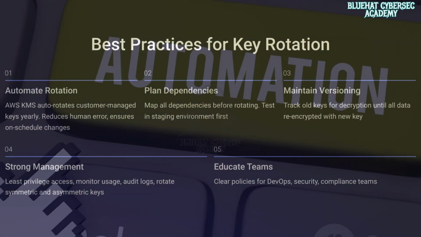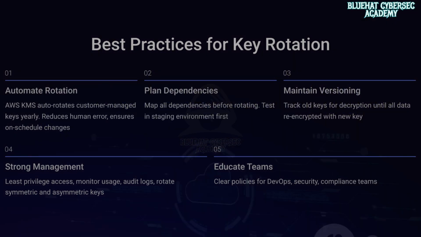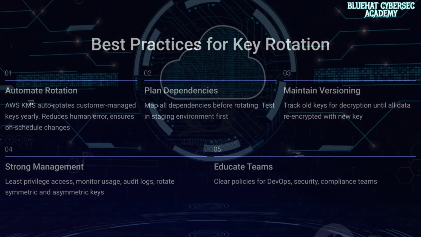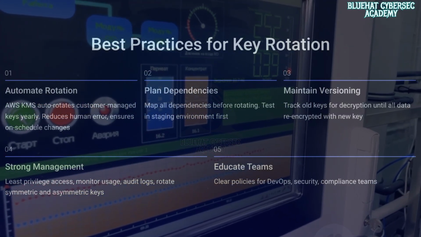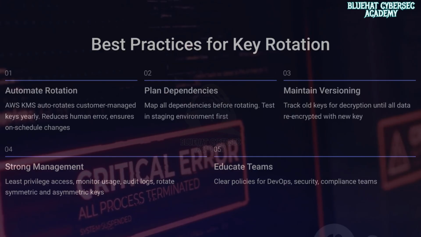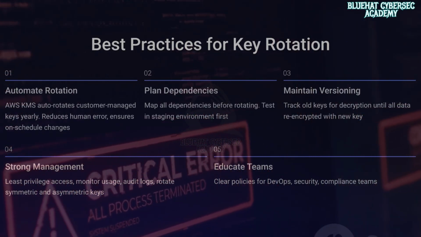A key step is to automate rotation wherever possible. Most cloud providers offer automated rotation features. For example, AWS KMS can automatically rotate customer-managed keys every year. Automation reduces human error and ensures key changes happen on schedule.